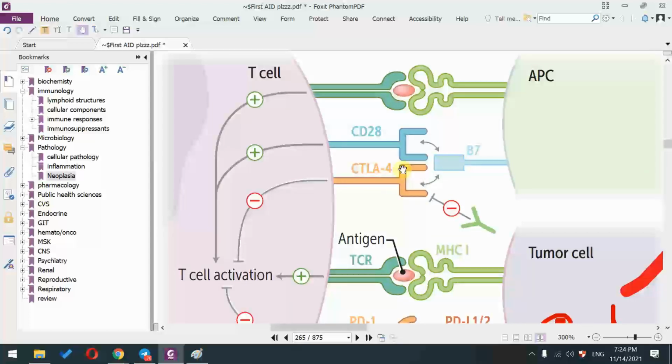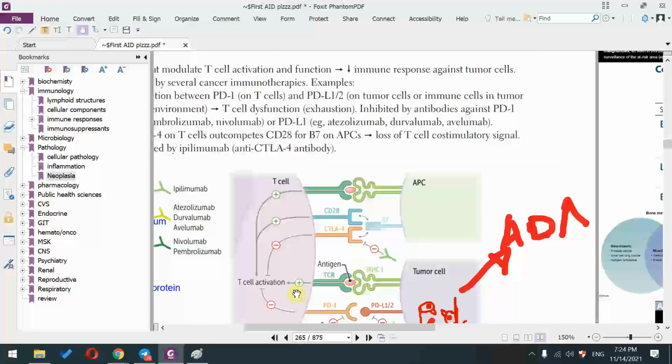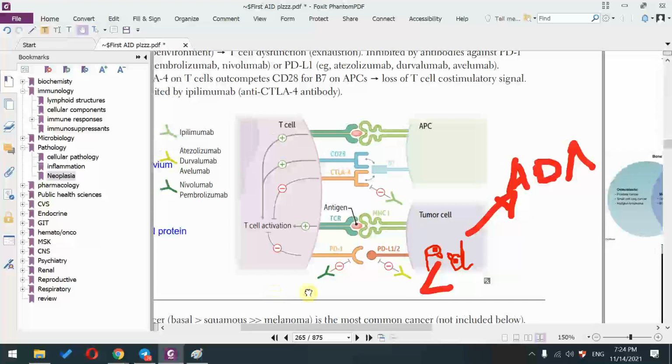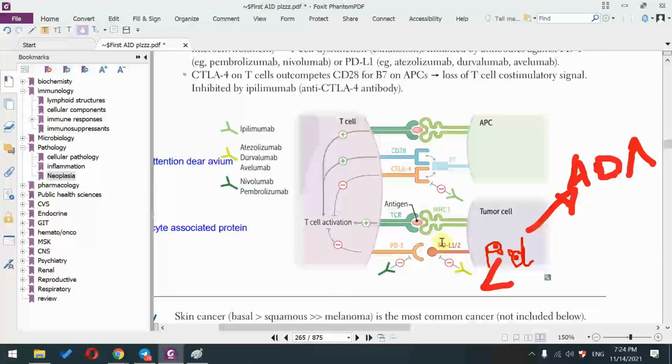So yeah, the CTLA4 inhibition will lead to more T cell activation, and that will be able to basically kill the tumor cells more effectively. Good. So the next thing, they made a drug for this. Okay, by the way, let me tell you this.